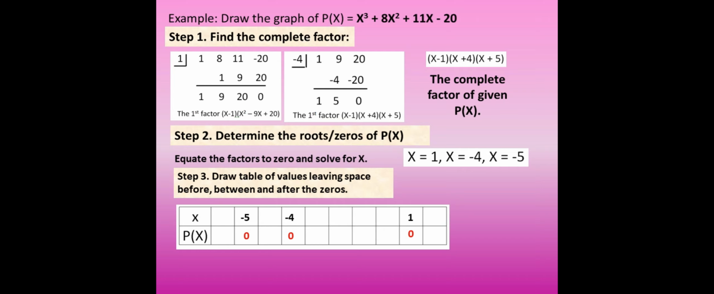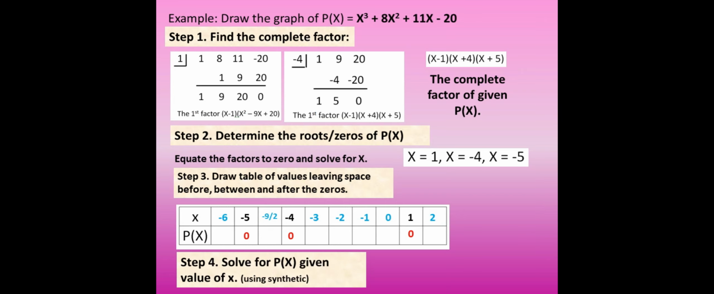So negative 5, negative 4, and positive 1. Then we assign negative 6 before negative 5, negative 4.5 or negative 9 over 2 between negative 5 and negative 4. And we have negative 3, negative 2, negative 1, and 0 between negative 4 and 1, and 2 after positive 1. Okay. Then solve for p of x given the value of x using synthetic division.